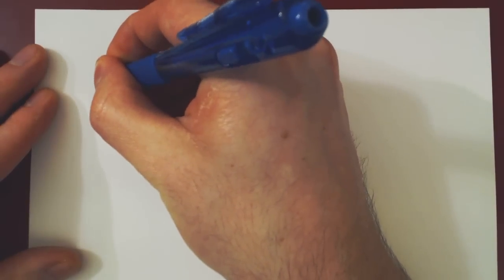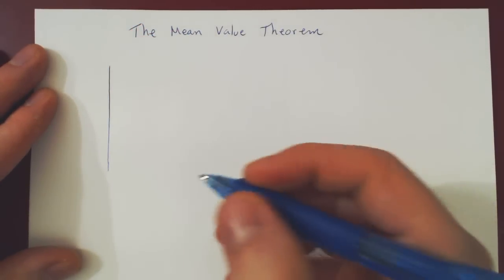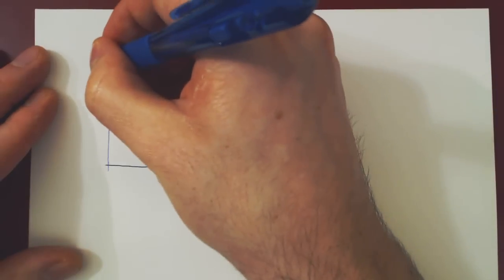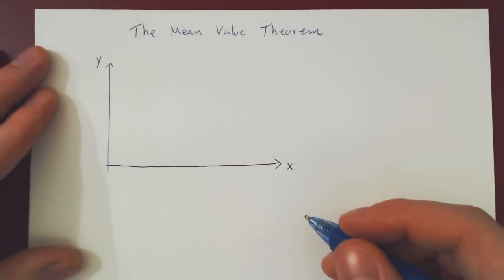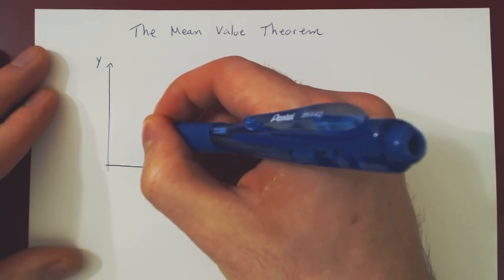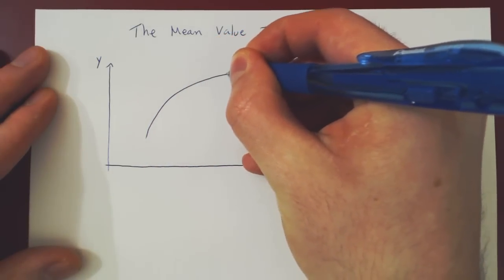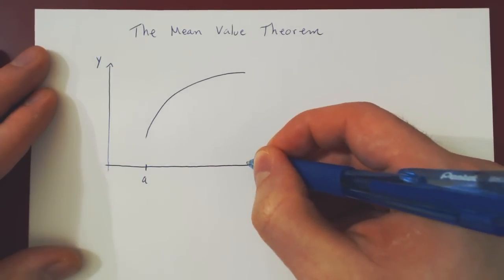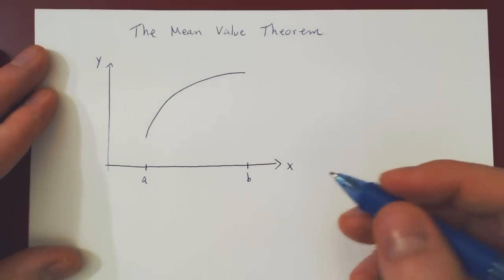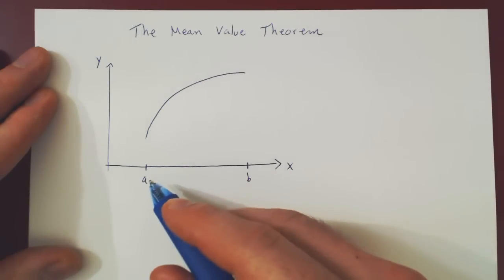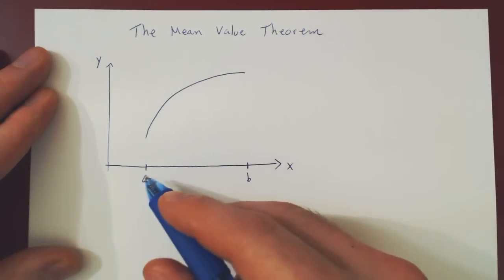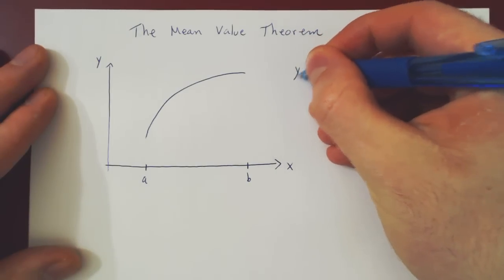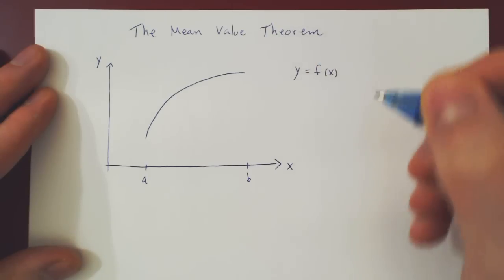So suppose you have the graph of a function, y equals f of x, that looks something like this. Suppose the curve, just for argument's sake, is increasing and concave down. Suppose this is the point x equals a and the point x equals b. So we assume that we have a curve that's differentiable between a and b and continuous on [a, b]. Those are the only two assumptions of the mean value theorem. So the graph is y equals f of x.